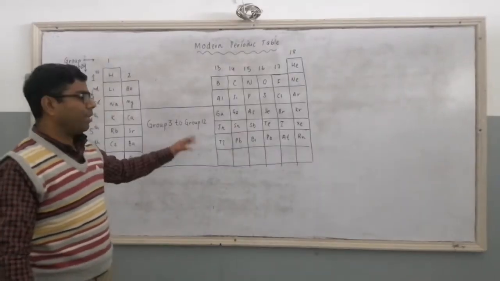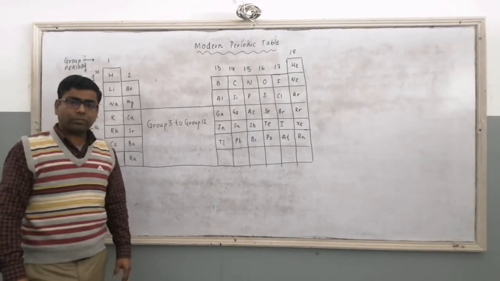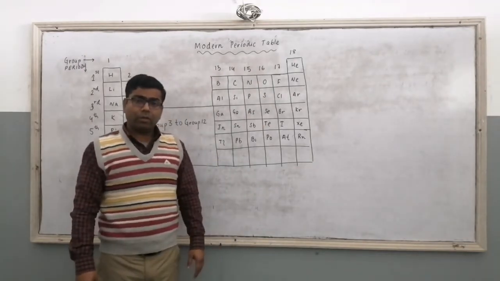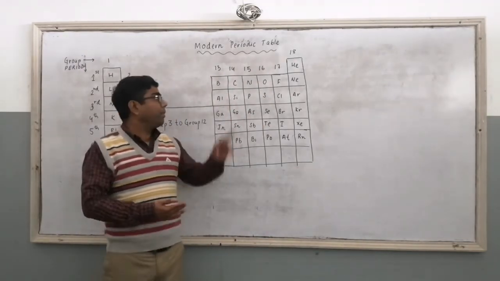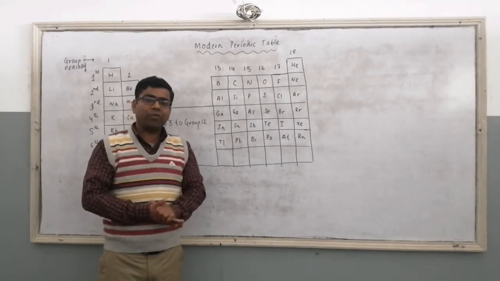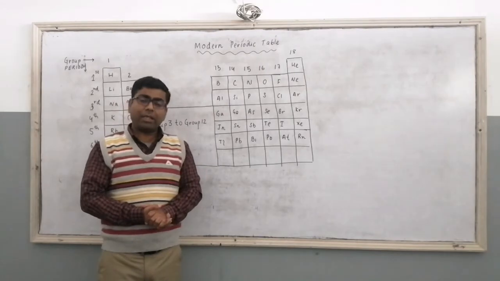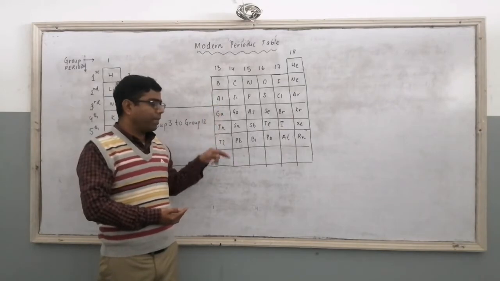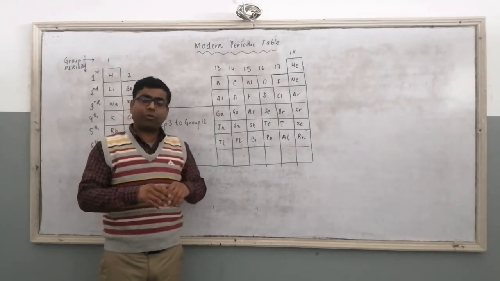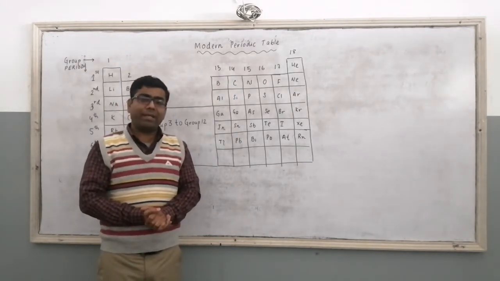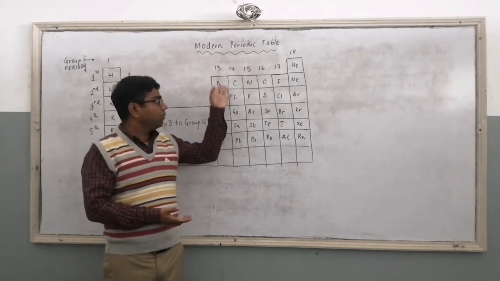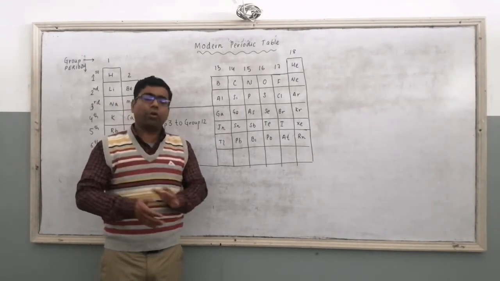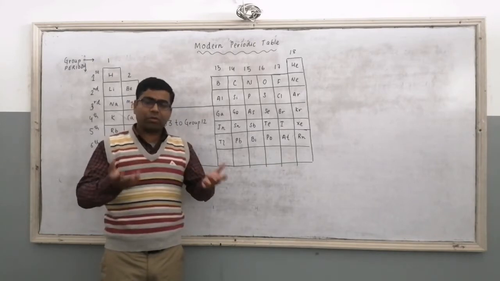Group numbers 3 to 12 are not important for us. But the remaining ones, 13, 14, 15, 16, 17, 18, are important. If we want to find the number of valence electrons in group 13, then we have to subtract 10. 13 minus 10 gives you 3. So in all these elements, boron, aluminum, gallium, indium, the number of valence electrons will be 3. For group 14, 14 minus 10 is 4. So all these atoms will have 4 valence electrons, or 4 electrons in the outermost shell.